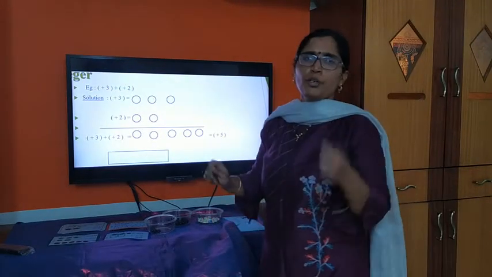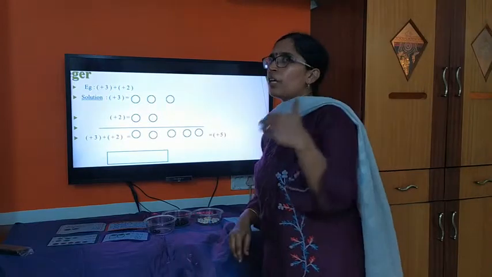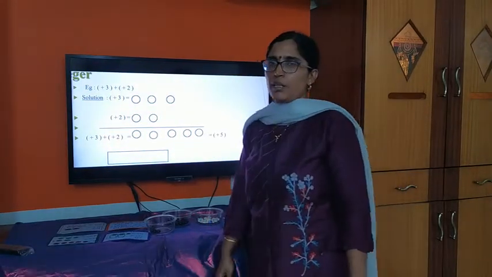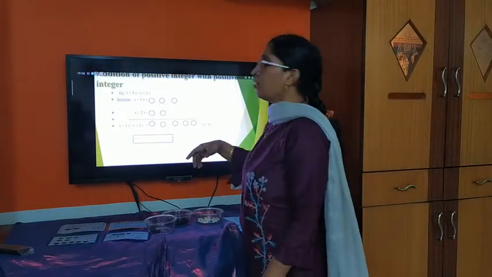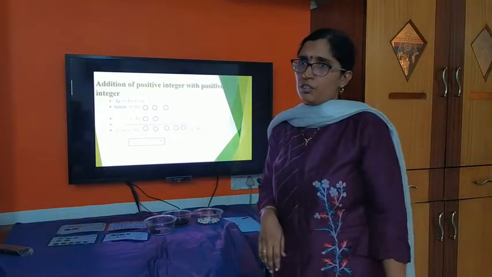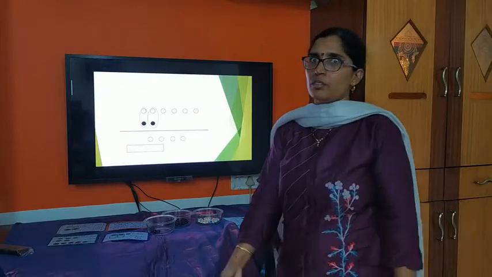This you can use a paper and pen. Just you can draw the unshaded circle or you can draw shaded circle. That's it, right? Now we will see the next combination. So what is the next combination? I said addition of positive integer with the negative integer.